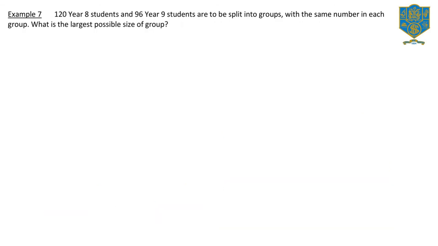Example 7. 120 Year 8 students and 96 Year 9 students are to be split into groups. With the same number in each group, what is the largest possible size? So we're looking for largest here, and the largest is going to be the HCF. So we're going to look for the HCF between 120 and 96.